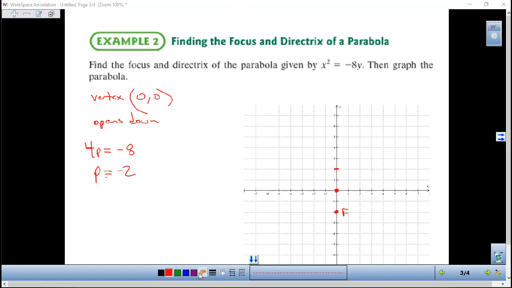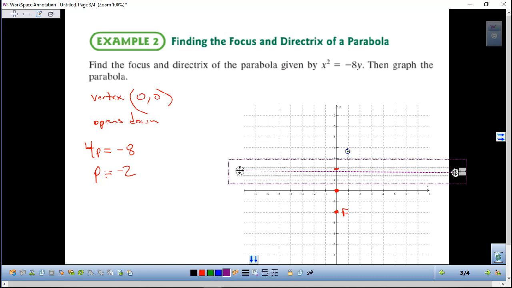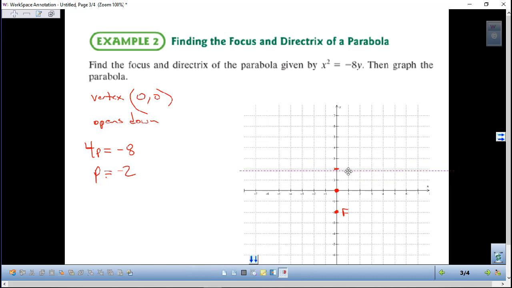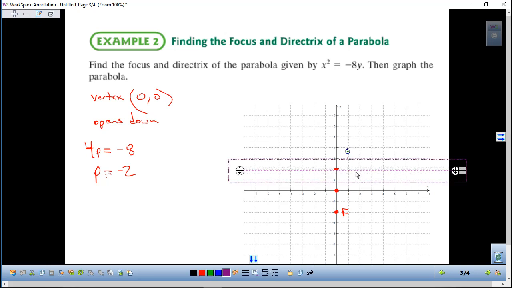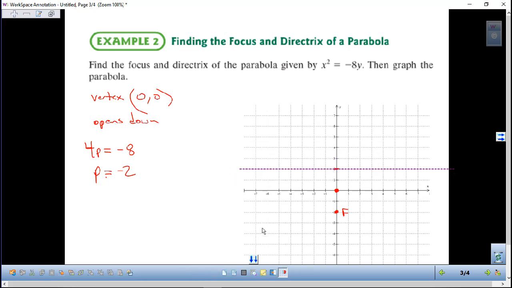I'm not going to do that in red this time. Let's do a dashed purple line. I can't draw a straight line even with a line tool. How about that? Alright, so there's your directrix.